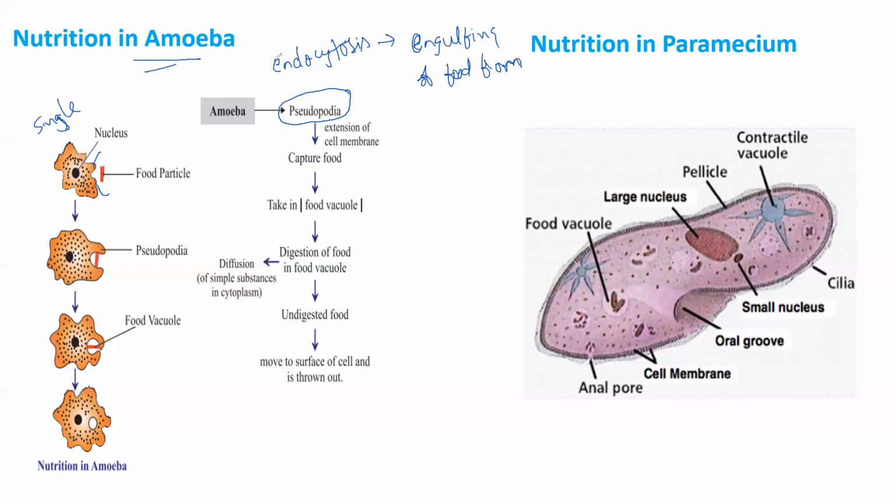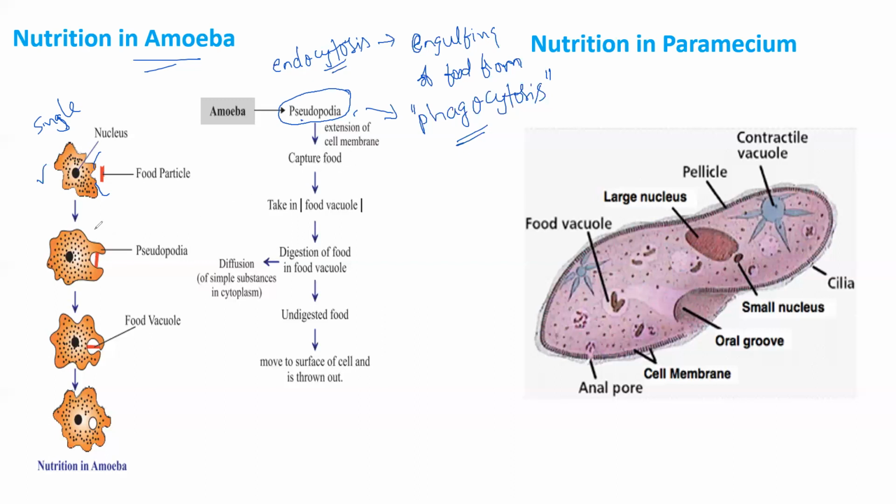Even there we studied the example of amoeba only. Here also the amoeba is engulfing or capturing the food. There is a specific name for this endocytosis, that is phagocytosis. Phagocytosis is the specific name for amoeba. It is engulfing or capturing of food only, but for the amoeba it is phagocytosis because the pseudopodia help to capture the food.